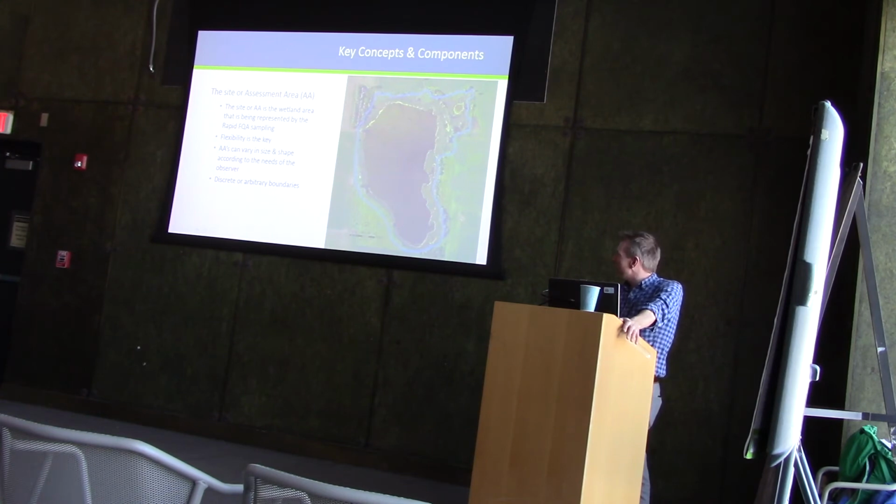It could be a wetland basin like this, nice blue outline. That's pretty handy. It can be a part of a wetland. It can be some handy boundary. It can be totally arbitrary. But the point is that you really need to define your boundary because we're going to be doing some mapping later on.